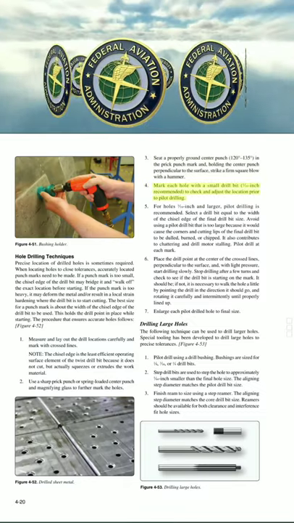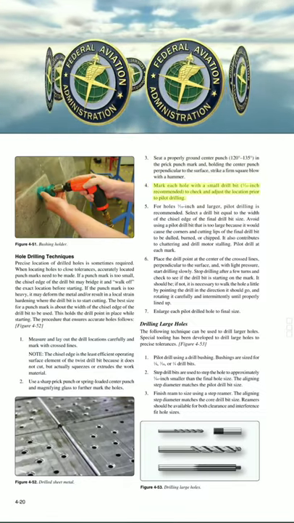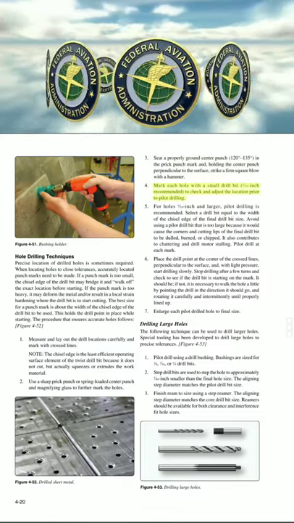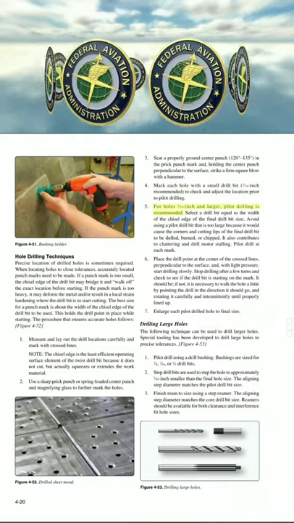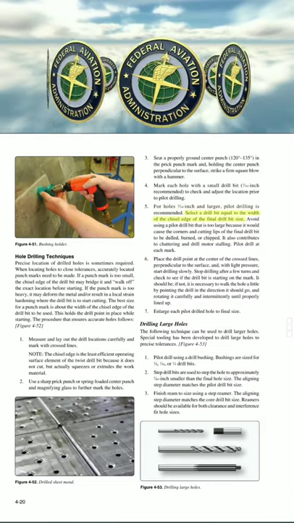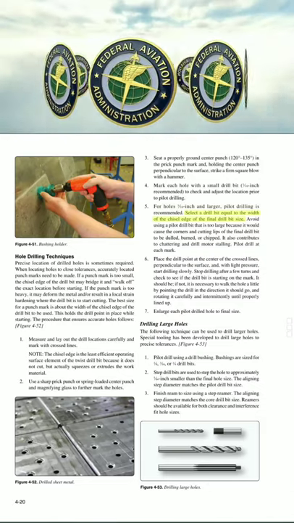4. Mark each hole with a small drill bit, 1/16 inch recommended, to check and adjust the location prior to pilot drilling. 5. For holes 3/16 inch and larger, pilot drilling is recommended. Select a drill bit equal to the width of the chisel edge of the final drill bit size.